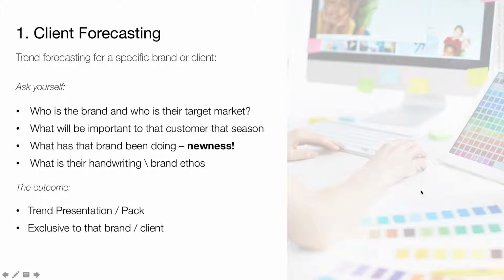So the first type of trend forecasting is client forecasting, when you're trend forecasting for a specific brand or client. So when you're doing this type of forecasting, you need to ask yourself, who is the brand and who is their target market? What will be important to that customer that season? What has the brand been doing? Of course you need to offer newness. There's no point creating a trend for them which they've already done the past season, it won't sell. What is their handwriting and brand ethos? There's also no point in creating trends that wouldn't suit the brand. The outcome is you'd either be doing a trend presentation where you'd be presenting to them physically, maybe in presentation form, a PowerPoint, alongside a trend pack, a physical document. Of course, all this information would be exclusive to that brand or client.